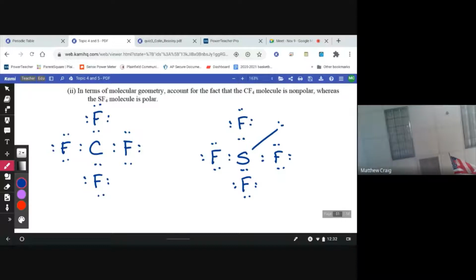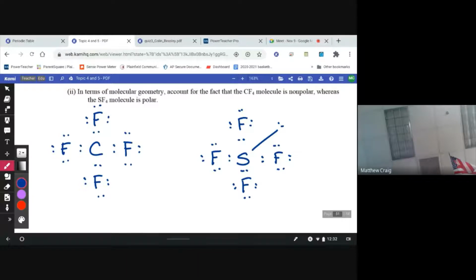And symmetrical. There's one of 2 words that you must include. It's got geometry. Symmetrical geometry or whatever it is. So that one is going to be polar, which is asymmetrical, and the other one is symmetrical.